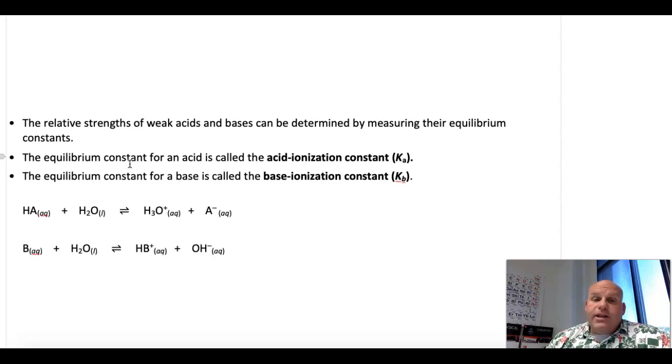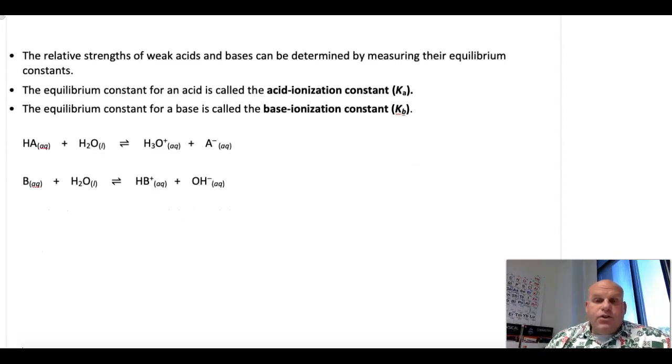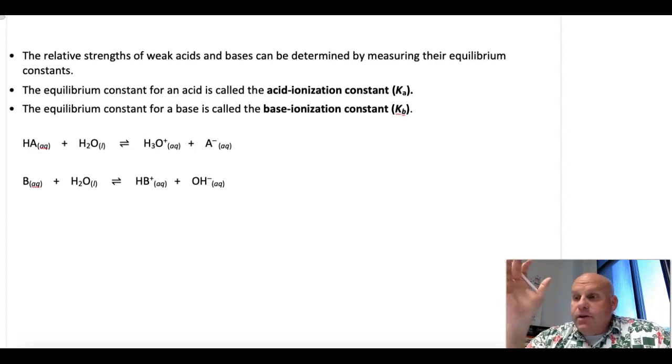We do that using the acid ionization constant and the base ionization constant, Ka and Kb. Take a look at these two reactions, which are generic reactions for any acid and any base. It will make your life easier just to remember these two generic reactions, because I can apply them to any weak acid they give me. I don't necessarily have to have the particular reaction for that weak acid. This can apply to anything.